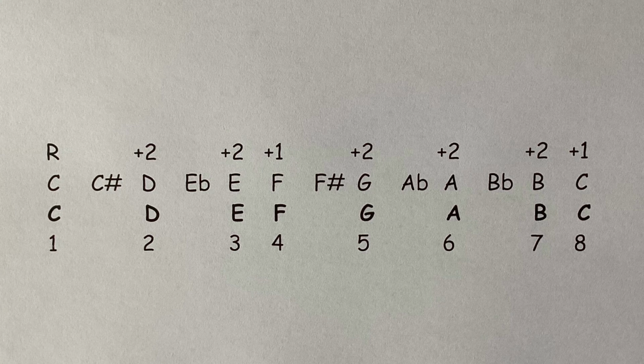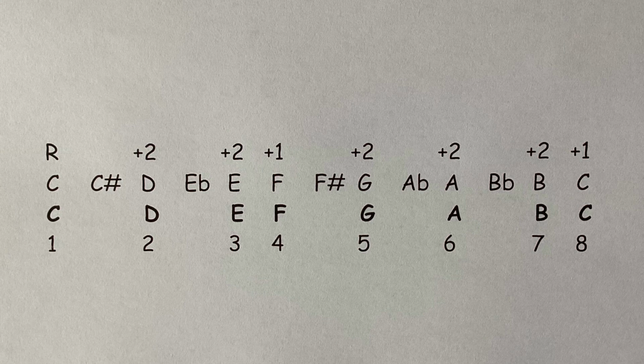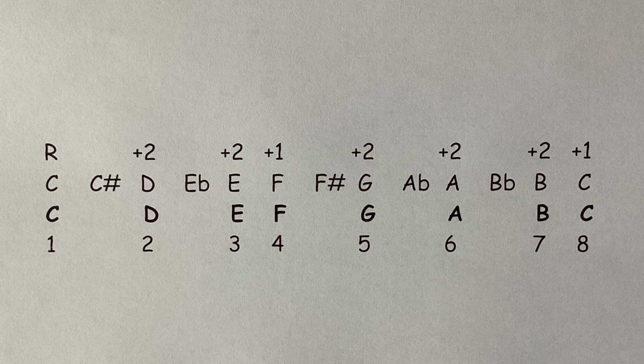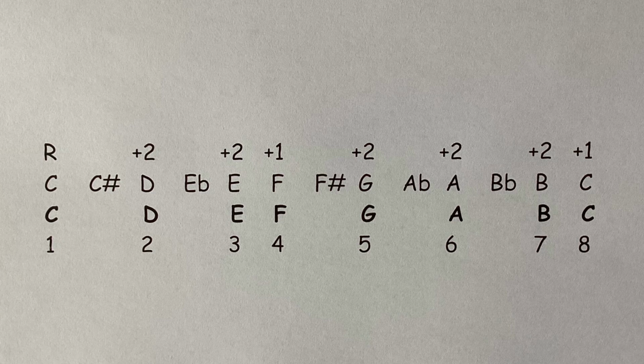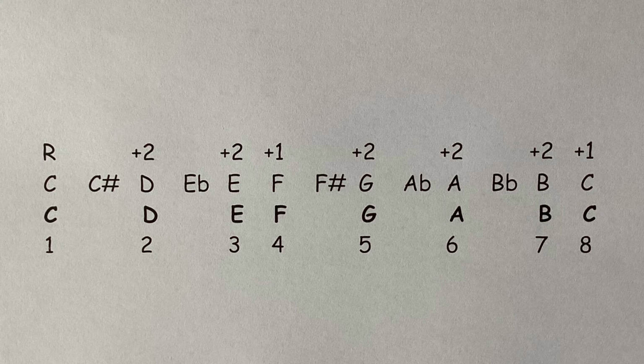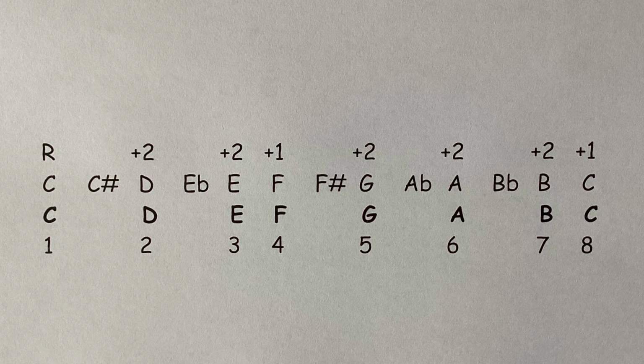So if you look at the third line down, you see the notes we actually land on are C, plus 2 is D, plus 2 is E, plus 1 is F, plus 2 is G, plus 2 is A, plus 2 is B, and then plus 1 is back to C again. Now we give all those notes numbers, 1, 2, 3, 4, 5, 6, 7.